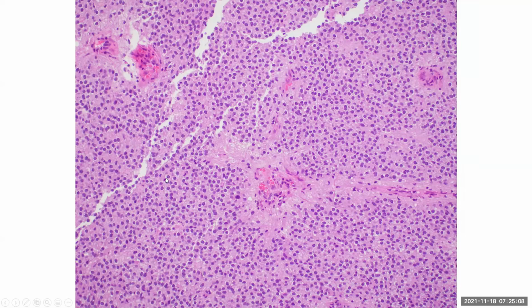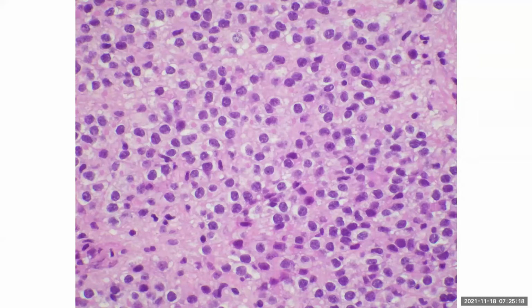And if you look at the tumor cells, they're monotonous. There is no significant atypia or pleomorphism. I do not see mitosis, necrosis, or vascular proliferation. On higher magnification, just to reiterate the monotony of the tumor cells and the absence of atypia and pleomorphism, but more importantly, a significant number of the tumor cells have a clear cytoplasm.